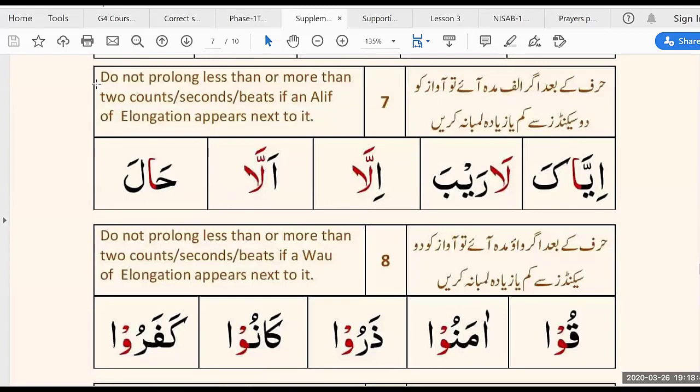So according to this book, do not prolong less than or more than 2 counts, seconds, or beats if an alif of elongation appears next to a letter carrying a fatha stroke. So here we have some examples, some words. Can I request the ST to pick a student to go through these examples?